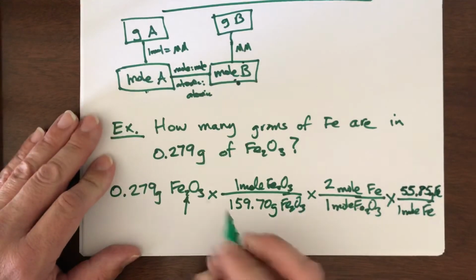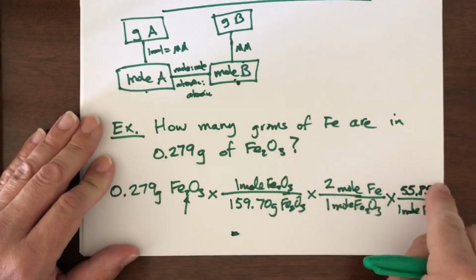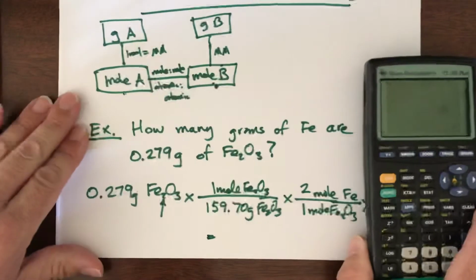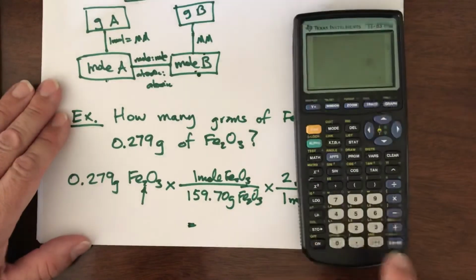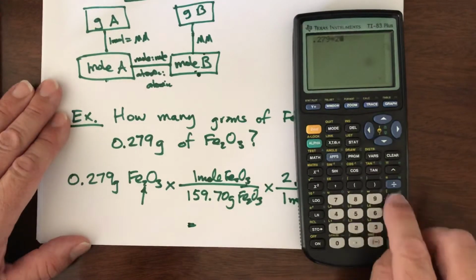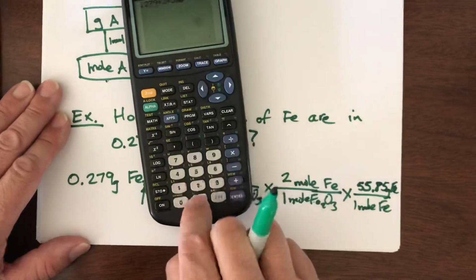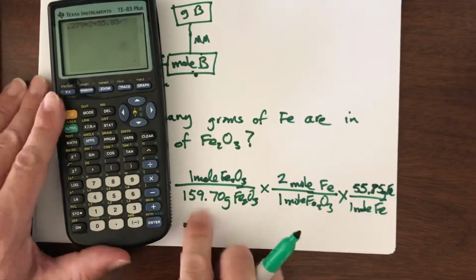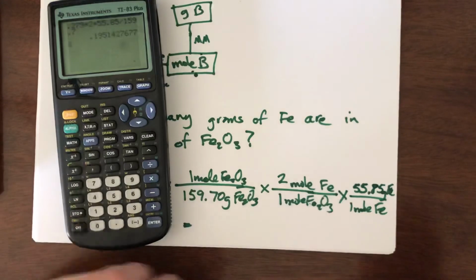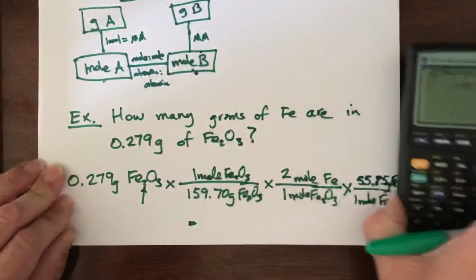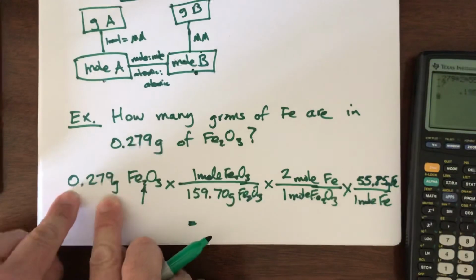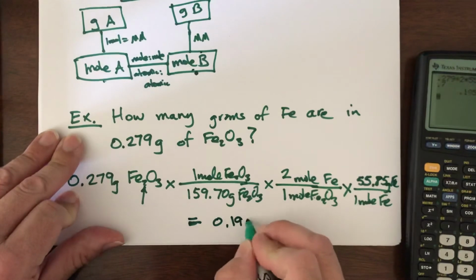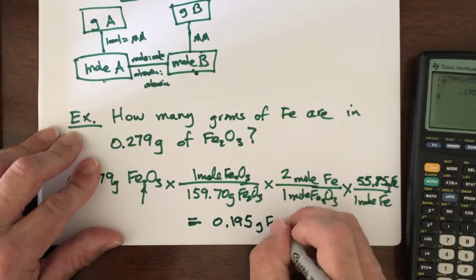So now we're going to multiply these through. Remember, when you're doing these, you multiply all of your numerators together and then divide by all of your denominators, all right? So when you punch that into your calculator, that's going to be 0.279 times 2 times 55.85 divided by the only denominator that's not 1, the molar mass, 159.7. Okay, and we need 3 significant digits here. Remember, that leading 0 is not significant. So it's 0.195 grams of iron.